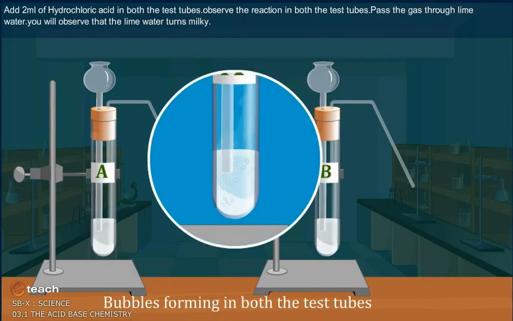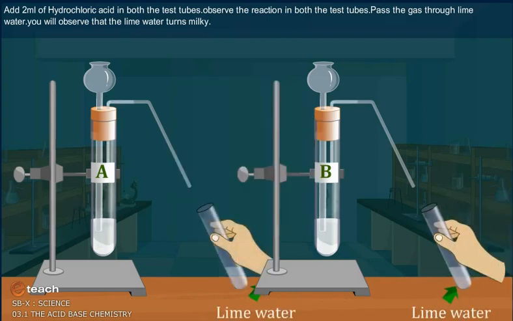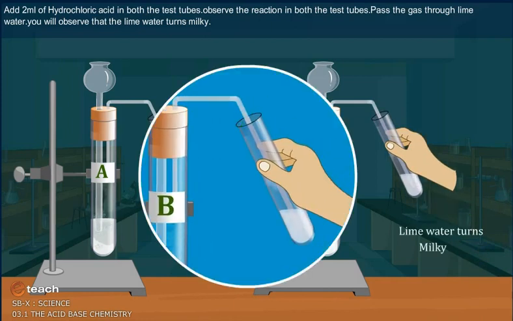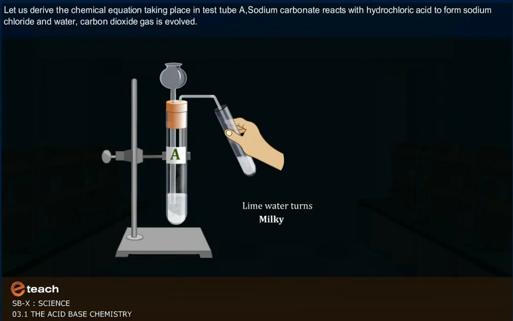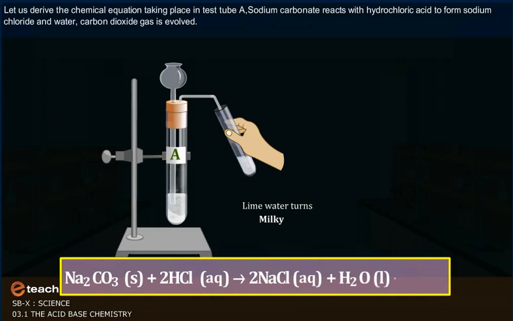Now, observe the reaction taking place in both these test tubes. Pass the gas through lime water. You will observe that lime water turns milky. Let us derive the chemical equation taking place in test tube A. Sodium carbonate reacts with hydrochloric acid to form sodium chloride and water, and carbon dioxide gas is evolved.